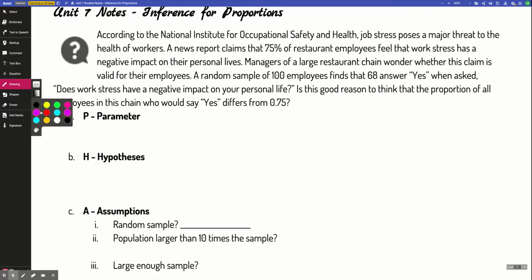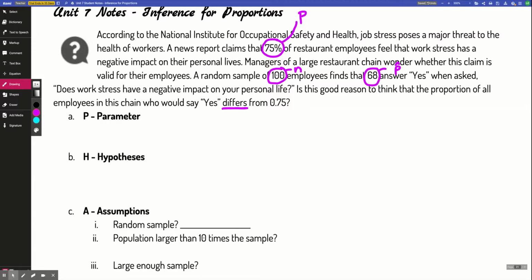Okay, so we've got a couple of things going on in this scenario here, right, and a couple of important pieces of information to pull out. So 75% is our claim, our population proportion. Okay, we have n of 100, and then we're going to use the 68 to calculate our p hat value, right? And then the key thing here that's telling us that this is a two-sided hypothesis test is this word right here, differs.